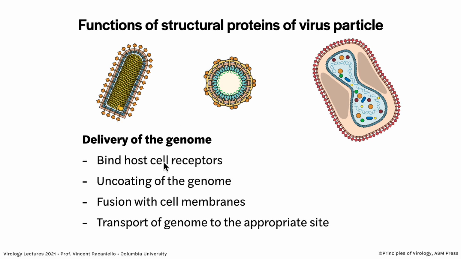So these structural proteins have to bind host cell receptors. They have to help uncoat the genome, and we'll talk about the mechanisms next time. For the viruses with envelopes, their membranes have to fuse with host cell membranes. And then finally, once the genome is in the cell, it has to go to the right place. Some genomes are in the cytosol, that's fine, but others have to get into the nucleus, for example.